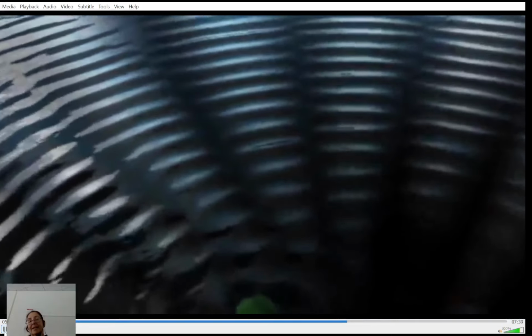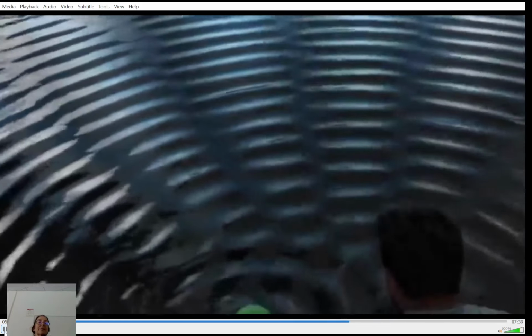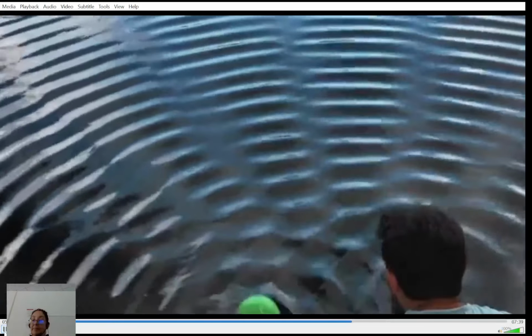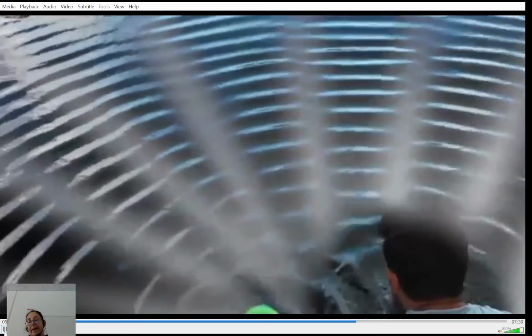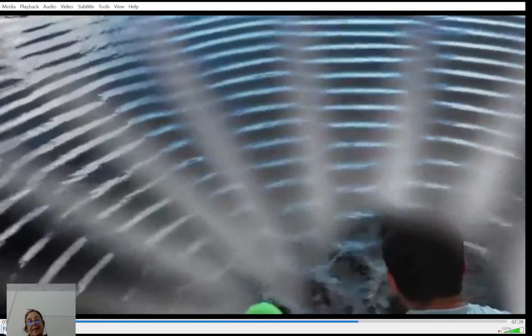That's what we call constructive interference. But if the peak from one wave meets up with the trough from the other, then we get destructive interference and there's basically no wave there. And this is exactly what was happening with the light. So Thomas Young did the same experiment but with light.